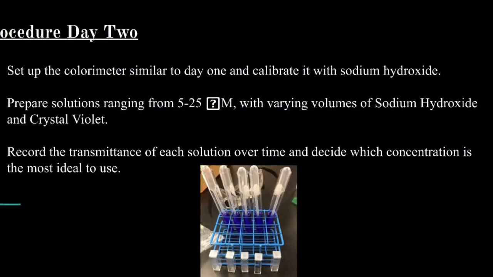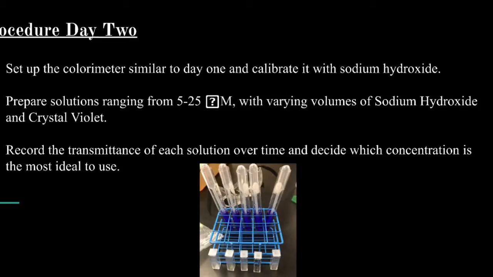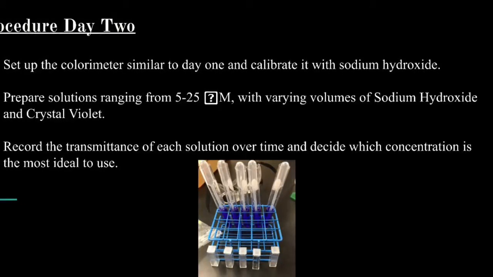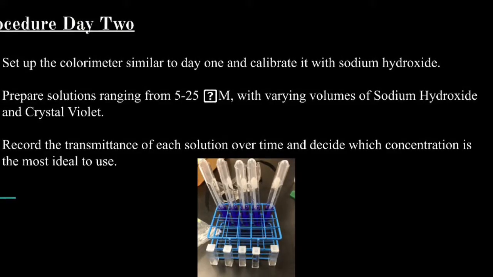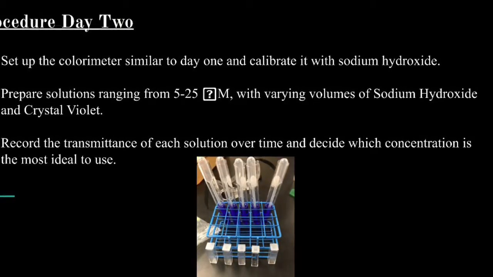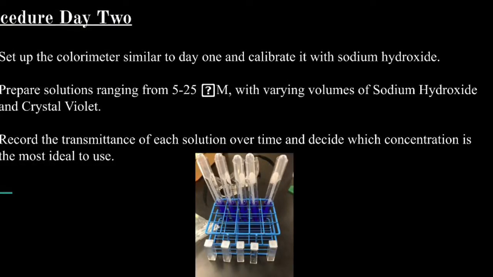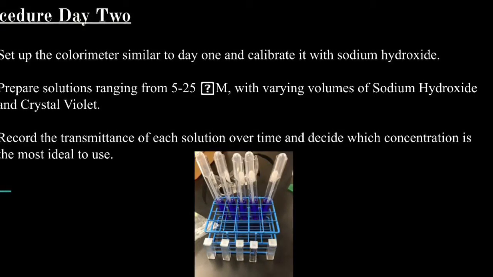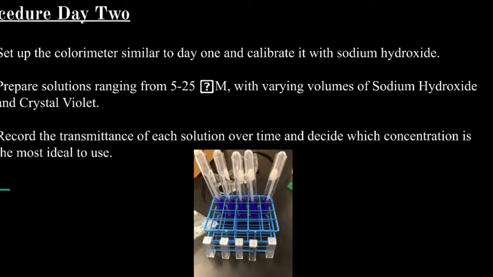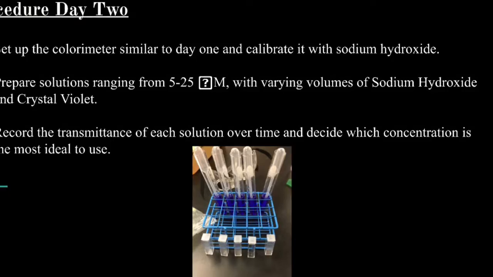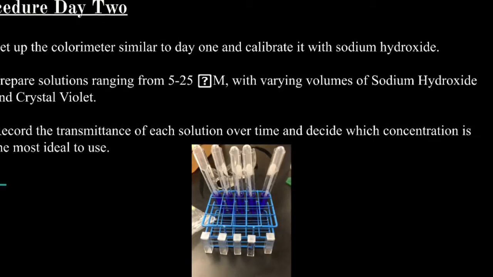On day 2 of the procedure, the colorimeter was set up similarly to day 1 and this time was calibrated with sodium hydroxide. Solutions were prepared ranging from 5 to 25 micromolar with varying volumes of sodium hydroxide and crystal violet. The transmittance of each solution over time was recorded, and with this data, the concentration that was most ideal to use was determined.